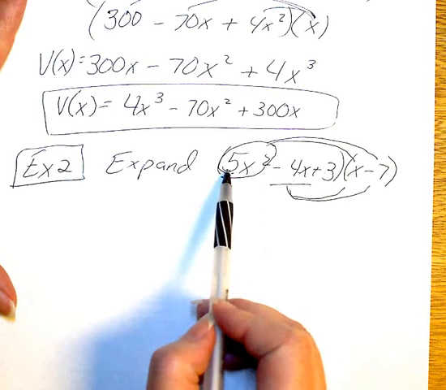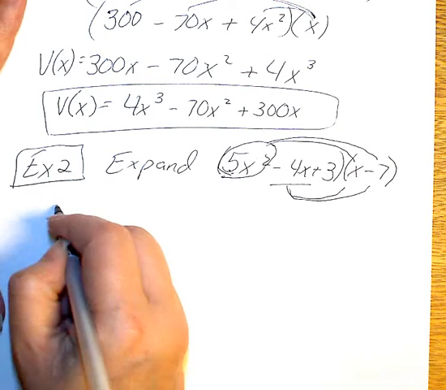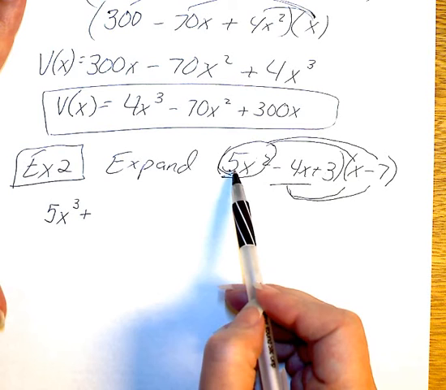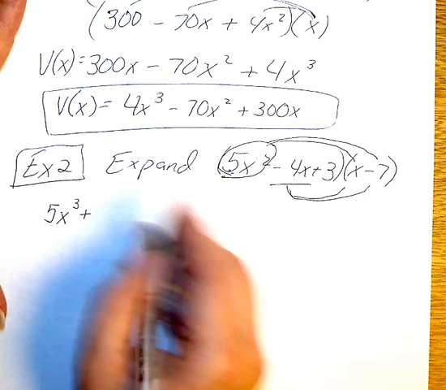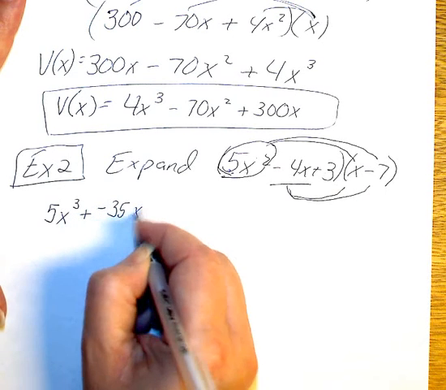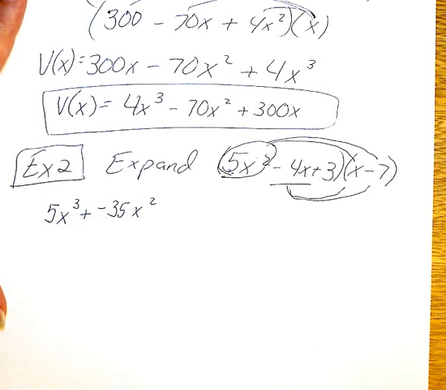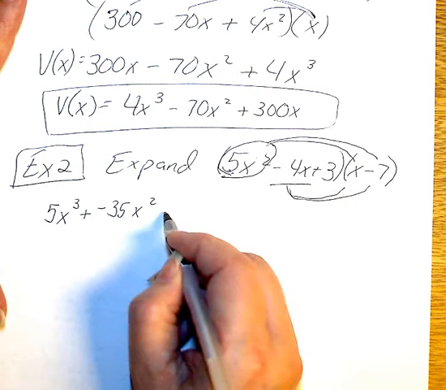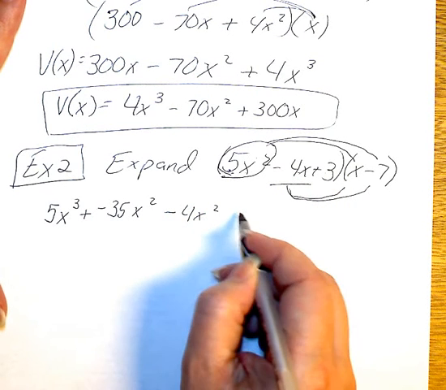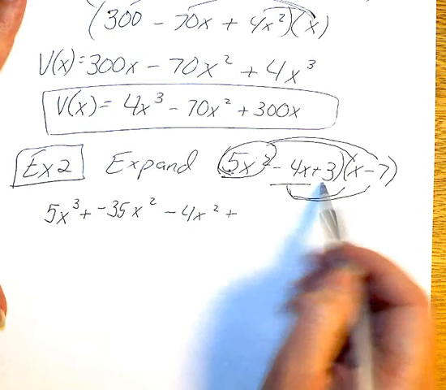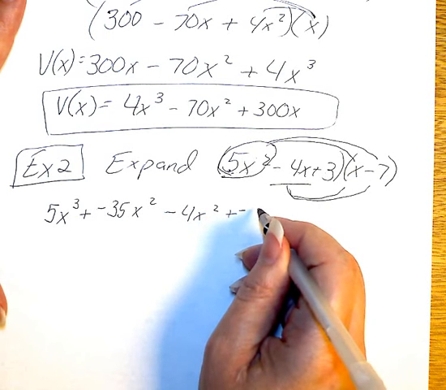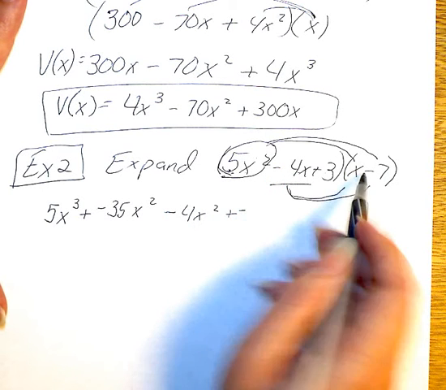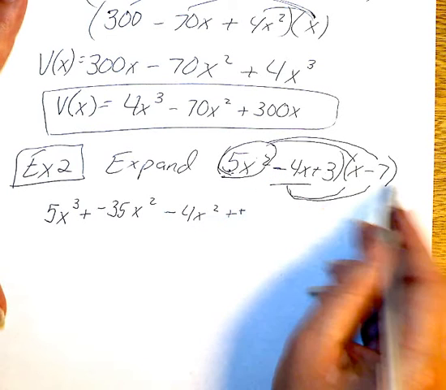So I'm going to take the 5x squared and I'm going to multiply it by x. Gives me 5x cubed. Then I'm going to take 5x squared and multiply it by a negative 7, which gives me a negative 35x squared. And then I'm going to go to my next number. Negative 4x times x gives me a negative 4x squared. Negative 4x times negative 7 gives me a positive 28x.